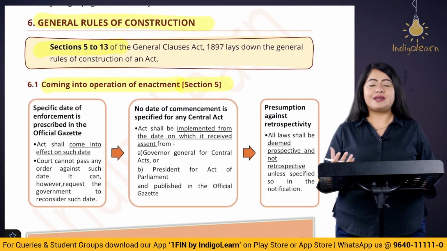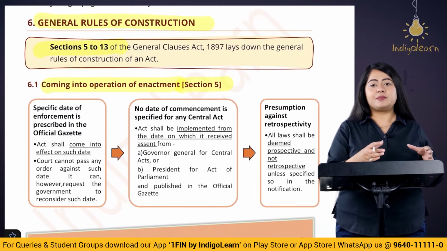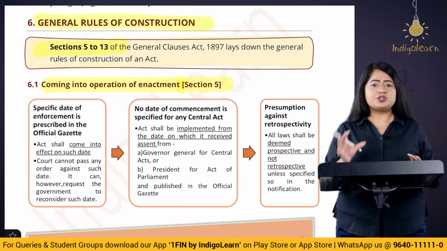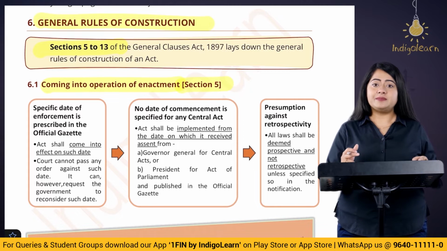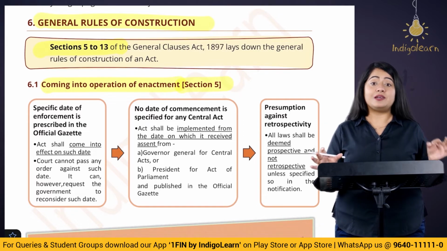Now, first of all, how is an act created? First of all, the bill is drafted. So there is an expert committee that sits down and writes a draft bill. According to them, whatever should be the laws, they write it down in the draft bill. Then this draft bill goes to the parliament. It has to be passed by both the houses of the parliament, that is Lok Sabha and Rajya Sabha.